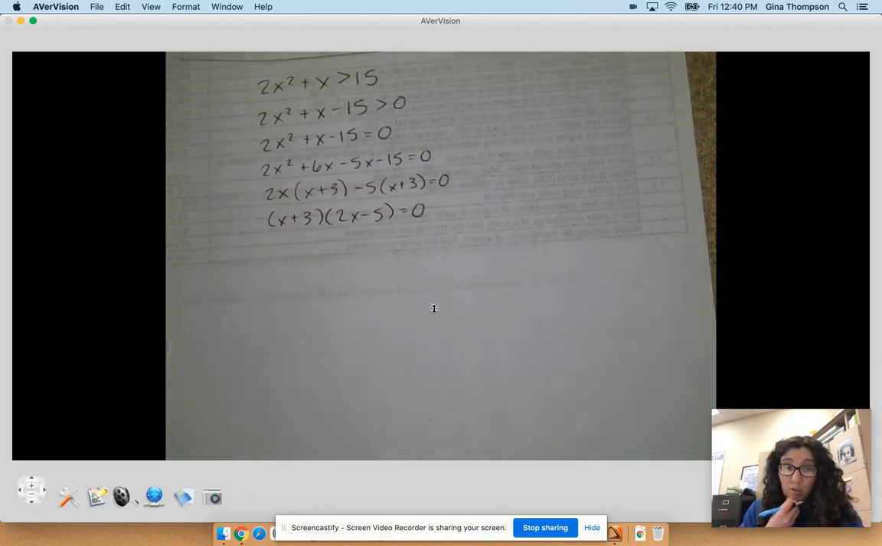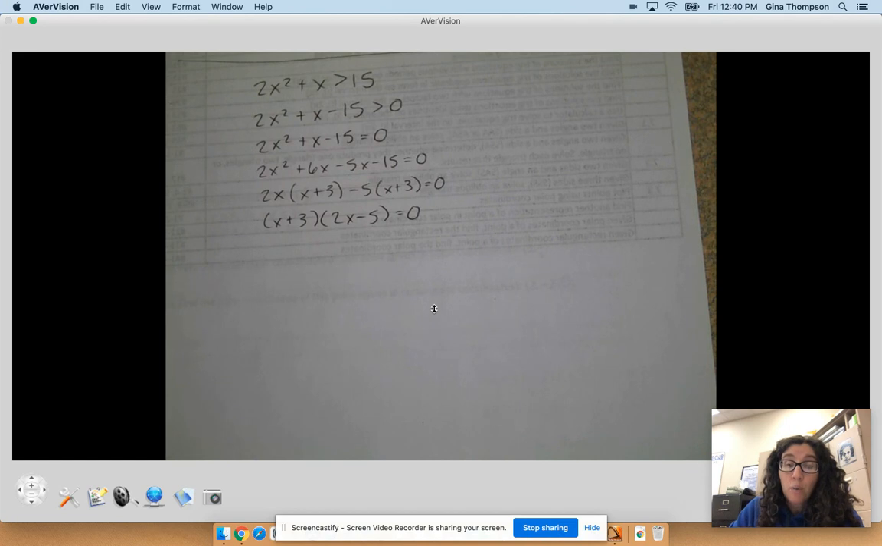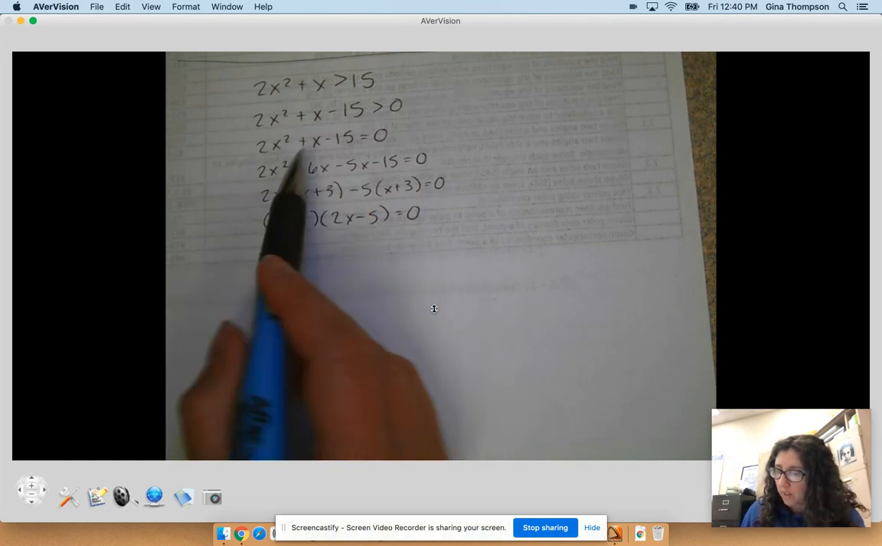Hopefully that looks familiar to you. If that doesn't look familiar to you, you might need to go back and do that optional factoring practice, just to remember how to do grouping or factor something like this.